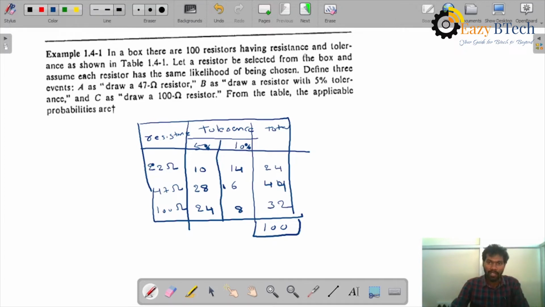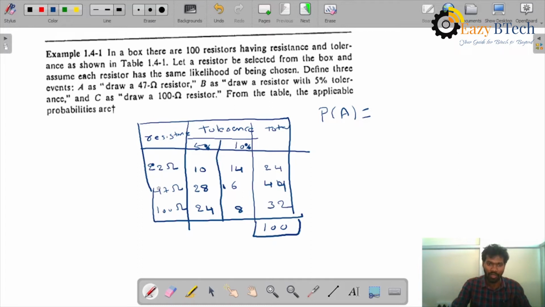Here they will define three events. A is draw a 47 ohm resistor, B is draw a resistor with 5% tolerance, and C is draw a resistor of 100 ohm. Now I'm going to define the events first. Suppose I want to find the probability of event A. What does A represent? A represents draw a 47 ohm resistor.